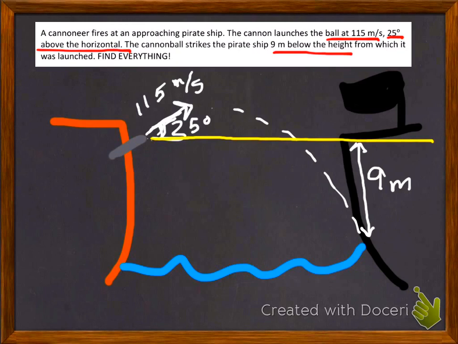So now we're asked to find everything. What is everything? First thing that we can do is take that initial velocity that we were given and break it up into its components. So we could find the horizontal part. How fast is it going across? We could also find the vertical component. How fast is it going up? And keep in mind that this is right when it is launched, because the vertical speed changes the whole time.